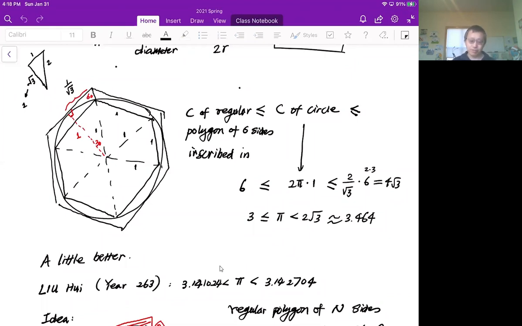If you want a good estimate, 6 sides for a regular polygon is not enough. You may try 12, then 24, then 48 and 96, and so on and so forth. That's one idea, and we're going to talk about that later today.